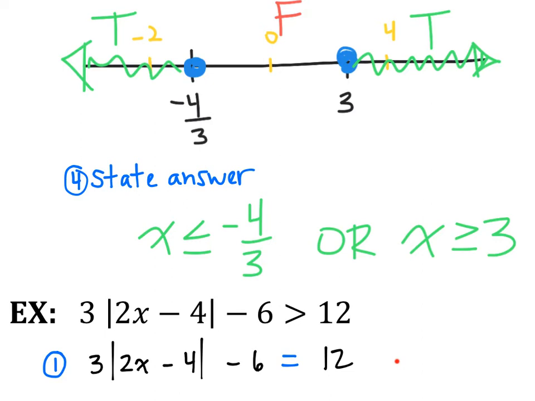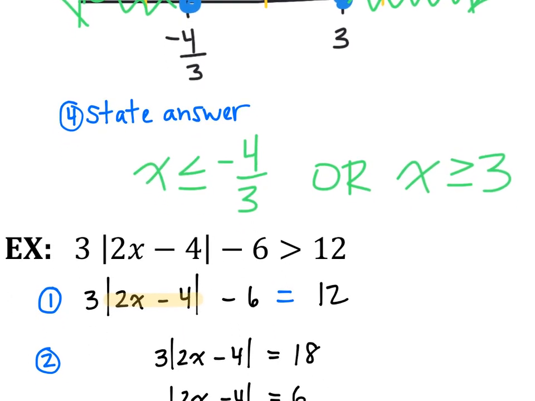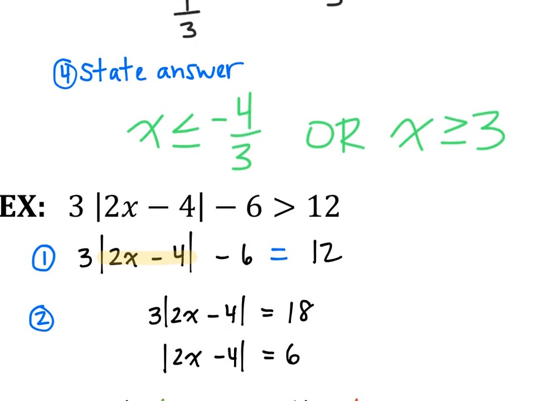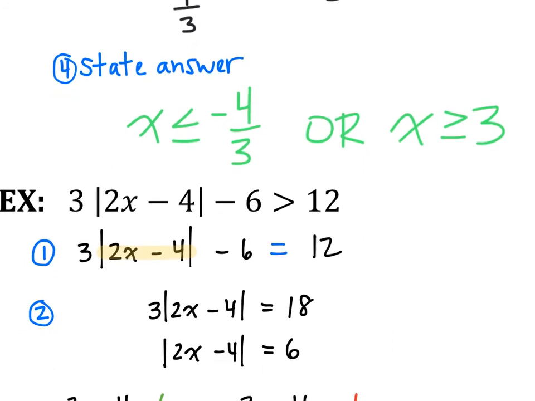Now we know to solve absolute value equations, we must isolate our absolute value. So we need to isolate the absolute value of 2x minus 4. We do so by adding 6 to both sides and then dividing by 3. So what we should get to is the absolute value of 2x minus 4 equals 6.